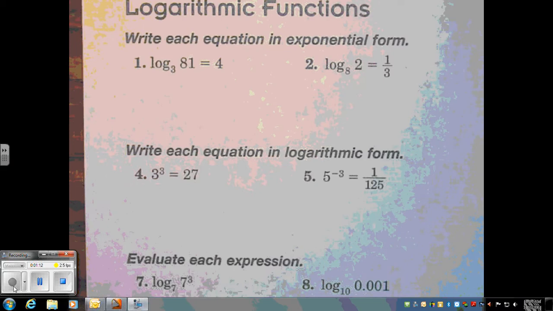There we go. People have been shoving it back. I don't know why. Okay, here we go.